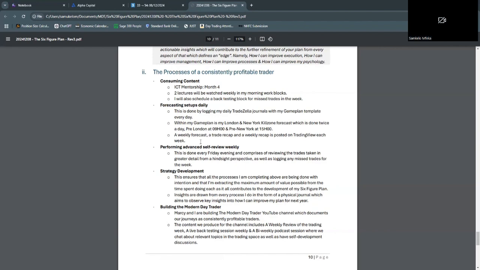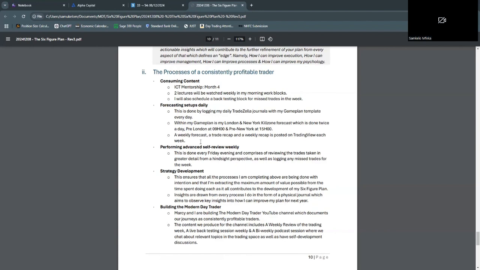Forming advanced self review weekly, obviously done every Friday evening. Going to continue on that. And then strategy development. This obviously ensures that the processes I'm completing above are being done with intention and that I'm extracting the maximum amount of value possible from the time spent doing each, as it all contributes to the development of my six-figure plan.